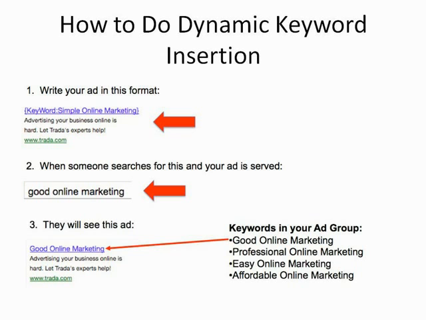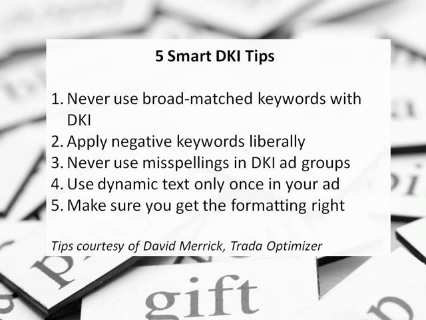So this is how you use dynamic keyword insertion. You write your ad in the format where we put what are called curly braces around the keyword. Simple online marketing is what we're using for our try-it ad example. When someone types in a particular search query that fits into the character limit, that will actually insert the search query into the field for the dynamic keyword insertion. Other examples that we actually have in one of our live ad groups right now, you can see how the different headlines will switch out for good, professional online marketing, easy online, and affordable, things like that.